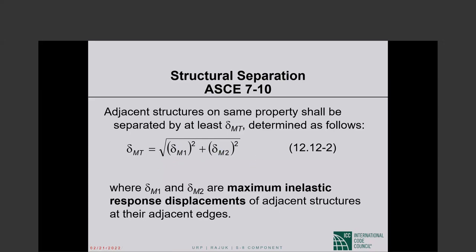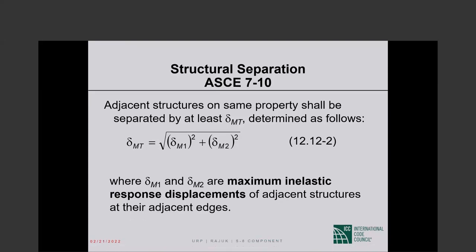Delta sub M1 and delta sub M2 are maximum inelastic response displacements, as they're called, of adjacent structures at their adjacent edges. Okay, so these are maximum inelastic response displacements, I'll define that in a second, of adjacent structures at their adjacent edges. These are not deflections at the centers of mass. Okay.